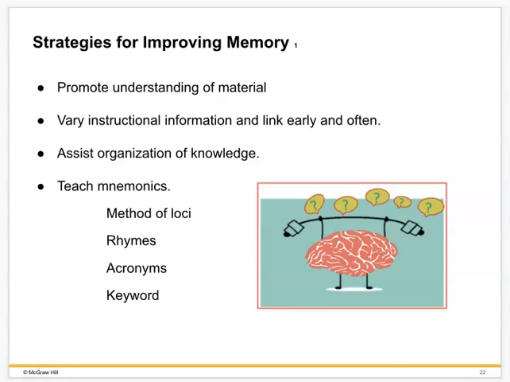Strategies for improving memory. We've already talked about a lot of these things in terms of encoding, and I mean, the biggest thing is encoding, right? But promote understanding of the material. So process it at a very, very deep level and give examples in your own life that you can relate to. You can give visual images. You can draw sort of mental maps of how things go together. Vary instructional information and link early and often.